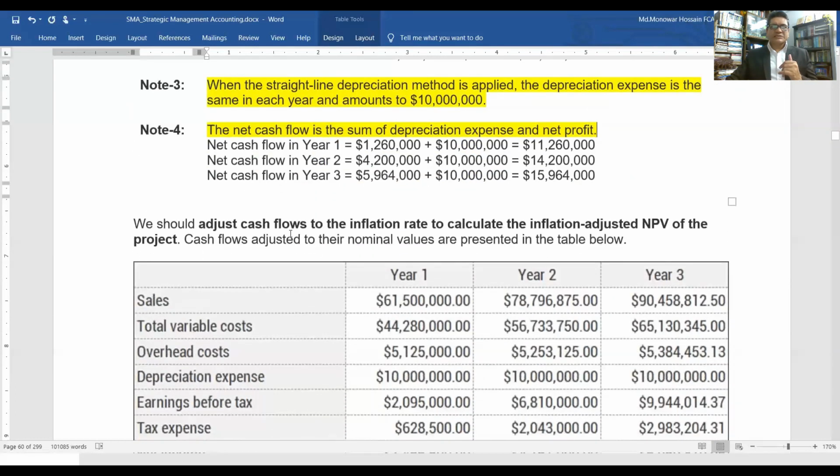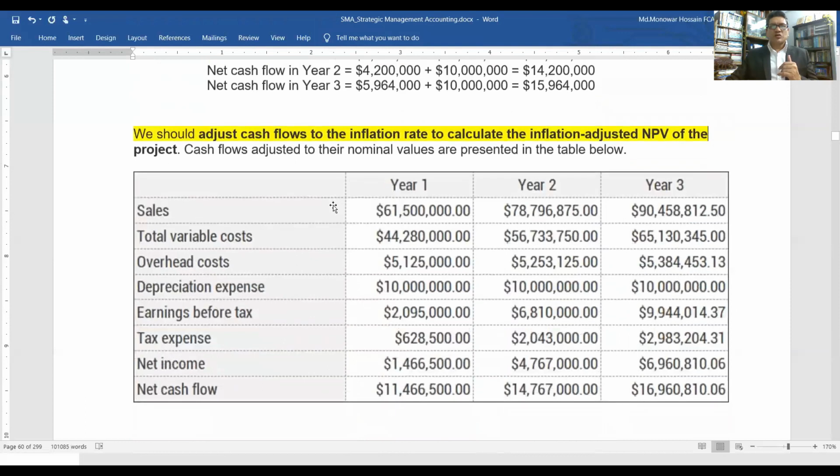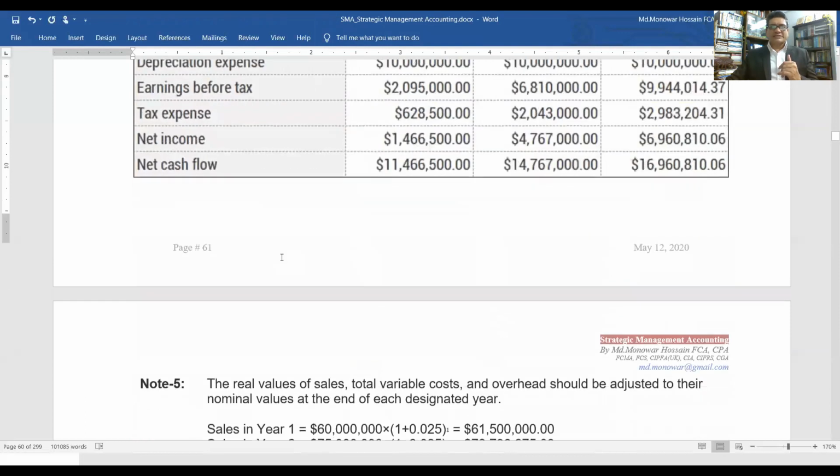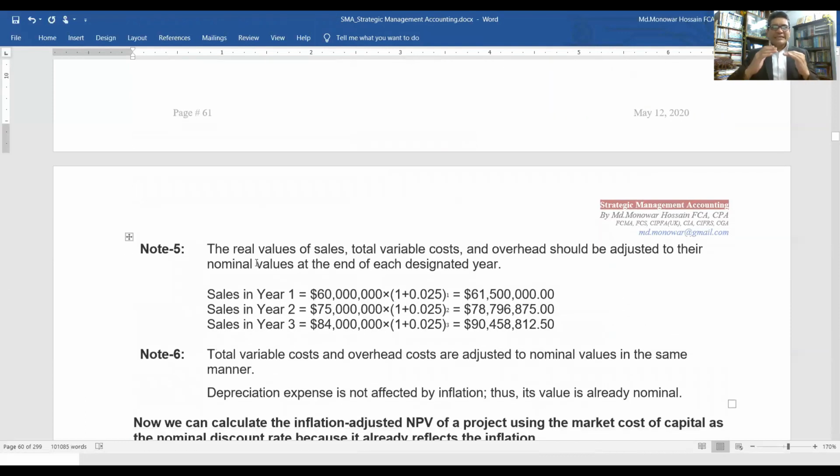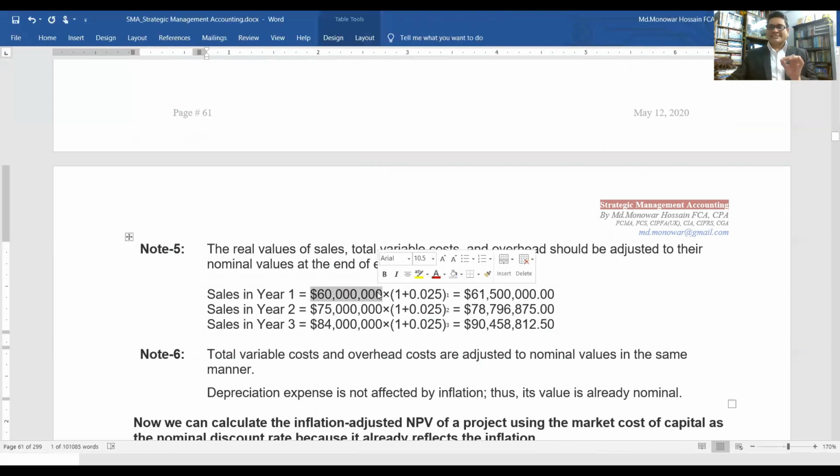Okay, this cash flow, and now we should adjust the cash flow for the inflation rate and calculate the inflation adjusted NPV. So how do we adjust? Look here, the real value of the sale, total variable cost and overhead should be adjusted to the nominal value. For this, 60 million is the first year sale. Here, adjust with the inflation.